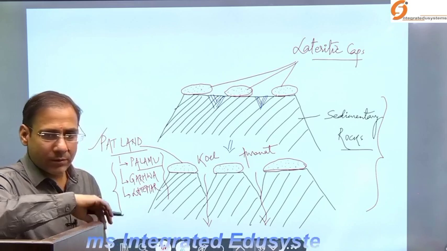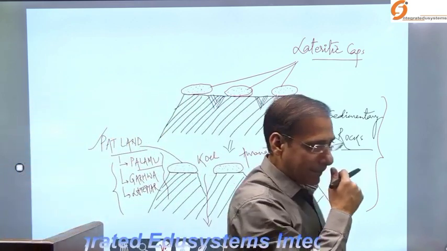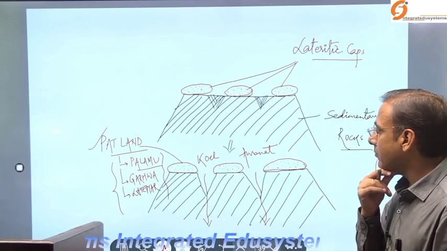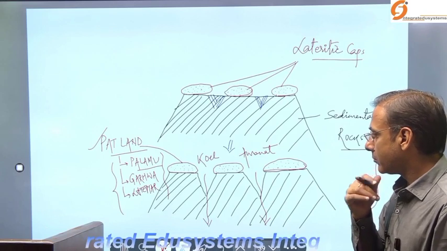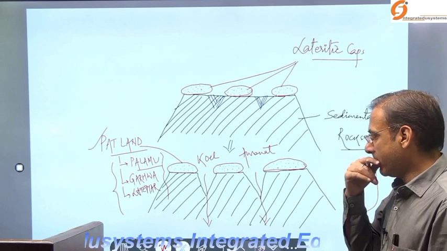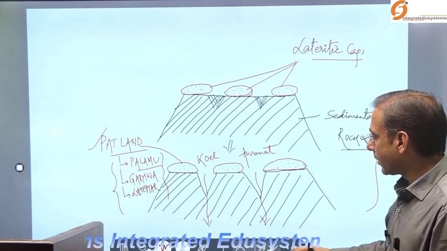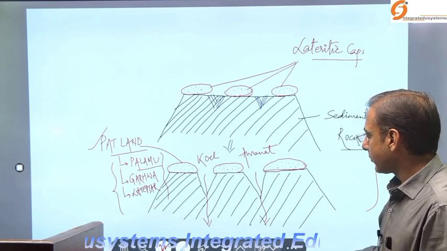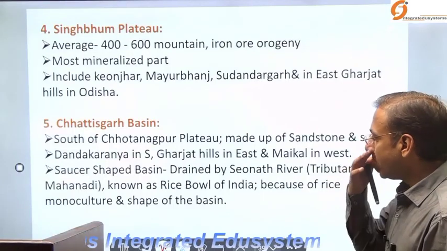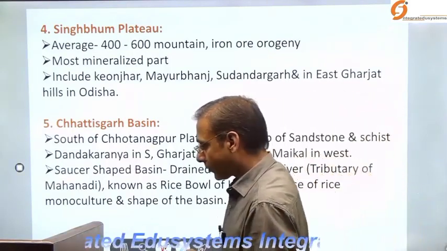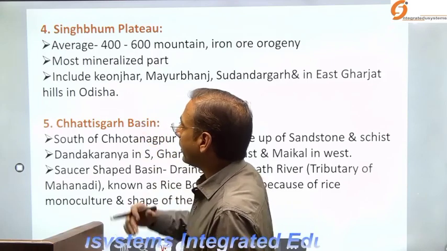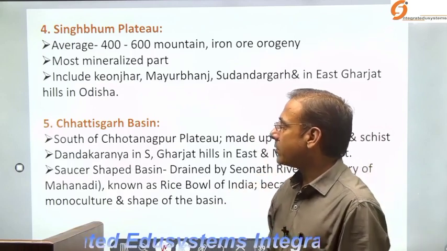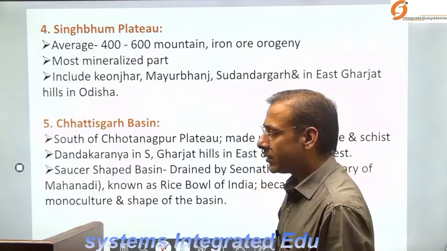So now let's see the next feature. Now the Singhbhum Plateau. When you look at Jamshedpur, the iron and steel factory set up by JRD was in the Singhbhum region. Why in the Singhbhum region?